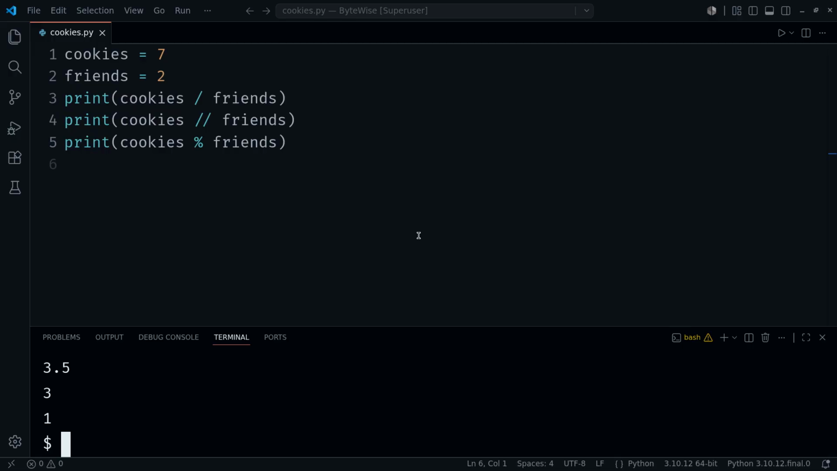But you can't hand over half a cookie. The second says 3 whole cookies each. The third says 1 left over on the plate. Same numbers, 3 completely different questions.